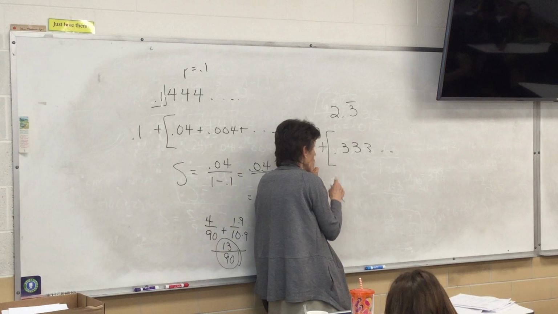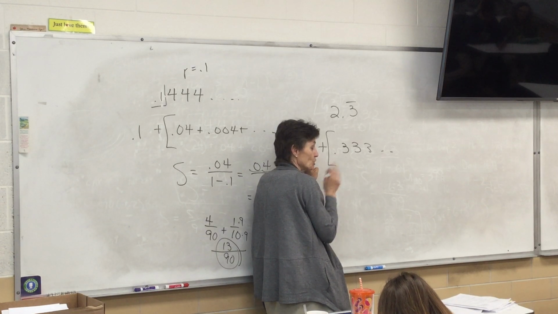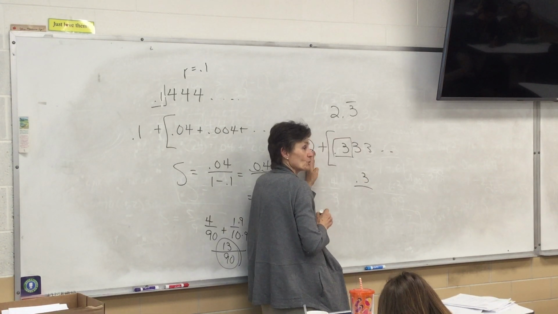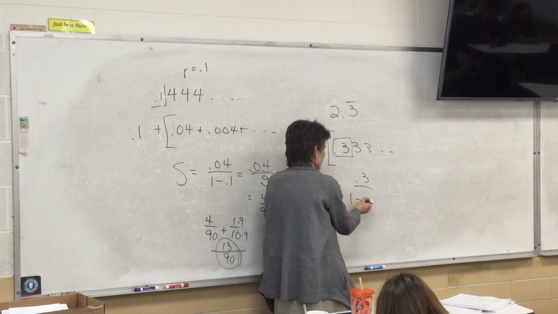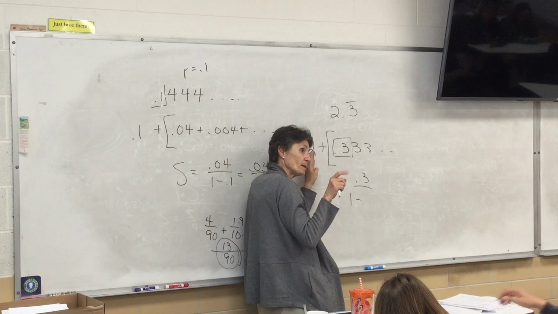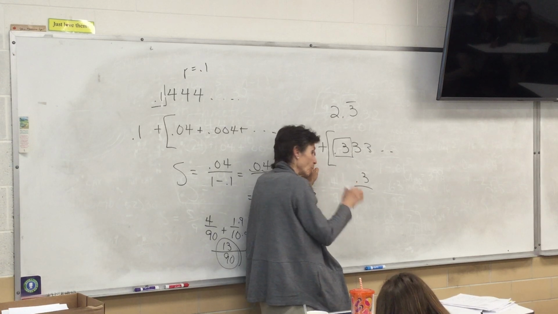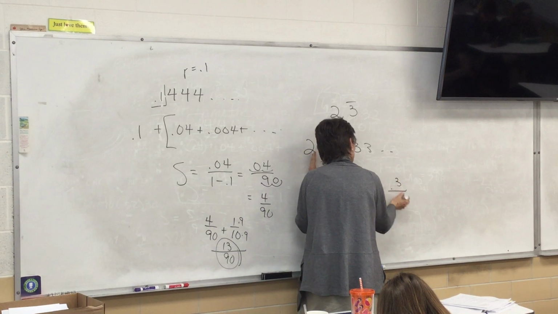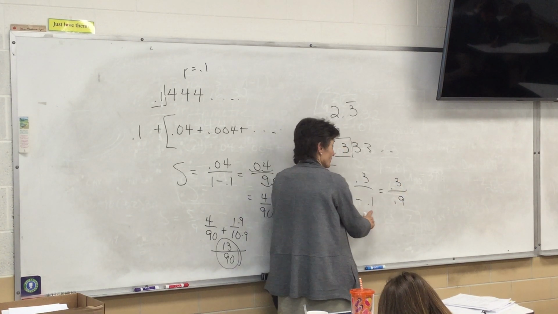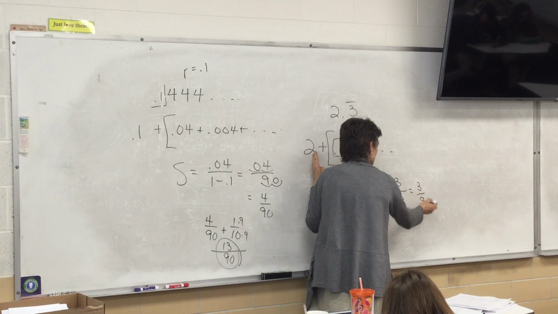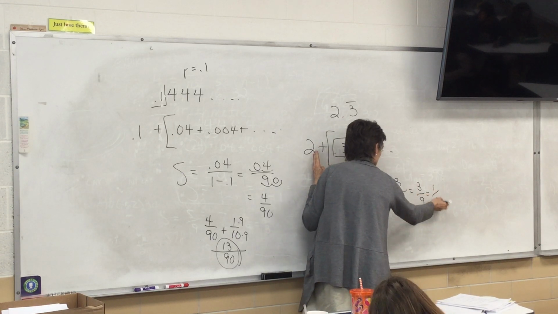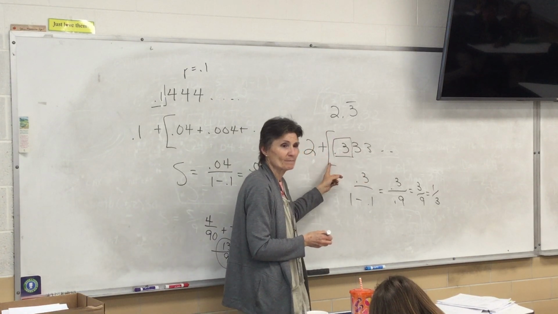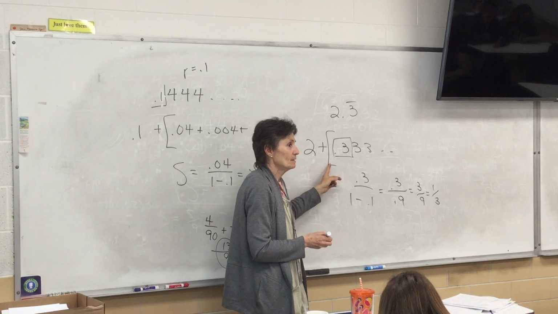Okay? What's repeating here? Just the 3? So my numerator is 0.3. That's the first part of the repeating fraction. 1 minus, what's my ratio? How many places are repeating? So 0.1. So 0.3 over 0.9, which is 3/9, or 1/3. You probably knew that one already. Did you know 0.333 was 1/3? Probably did. But you're not done.